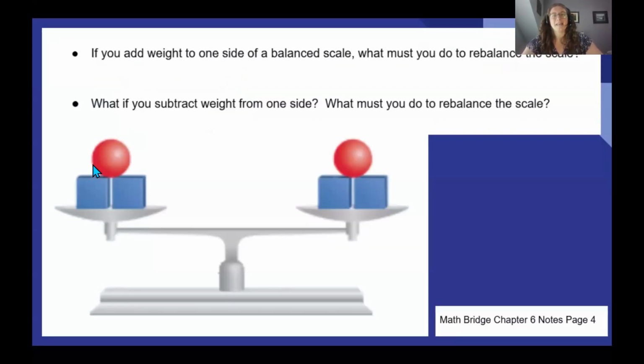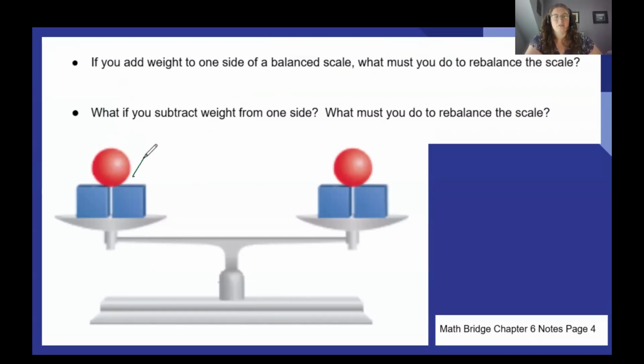All right. What if I add weight to one side of this balance scale? Let's say I add a green triangle to this side. Well, is my scale balanced still? No, it's not. This side is now heavier, right? So my scale's going to tip a little bit. This side's heavier, so just like a seesaw or a teeter-totter, this side's going to go down a little bit, showing that this side weighs more than this side, right?